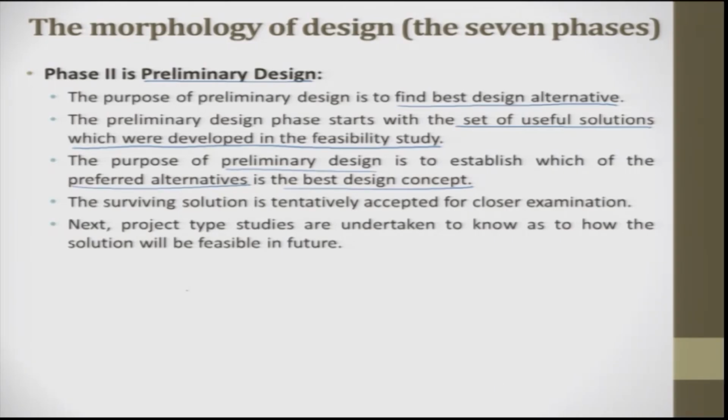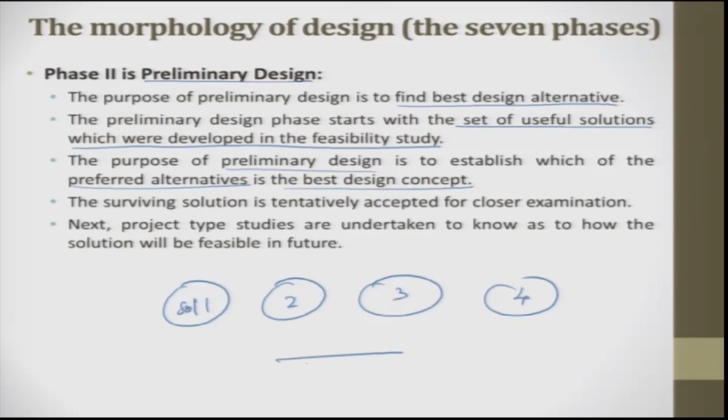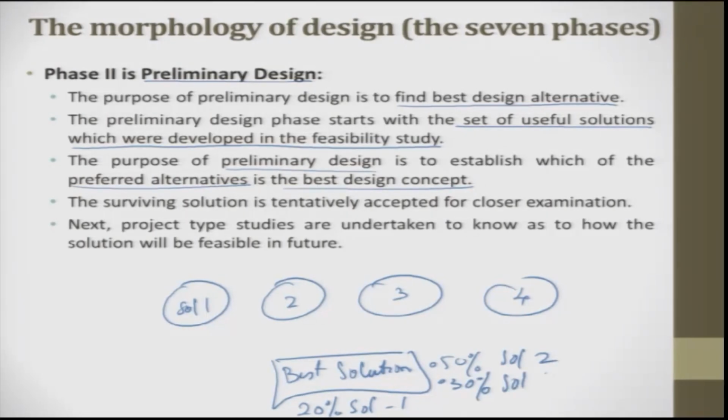So, many a times what happens, solution 1, 2, 3 and 4. So, the best solution is here. The best solution can be 20% of solution 1, 50% of solution 2, 30% of solution 3, that also can happen. That means I do a cut here, I do a cut here, I do a cut here, I do a paste and develop the best solution possible. Many a times it happens in reality.